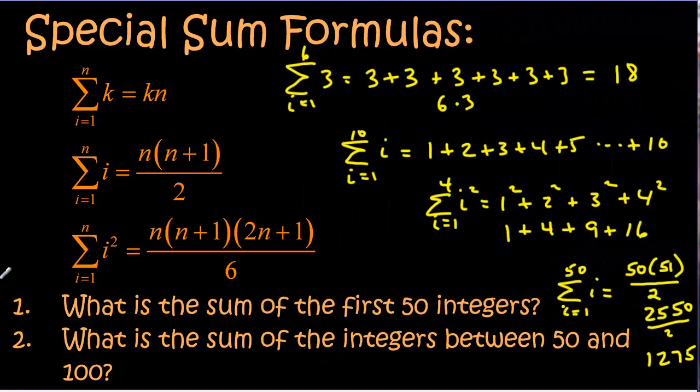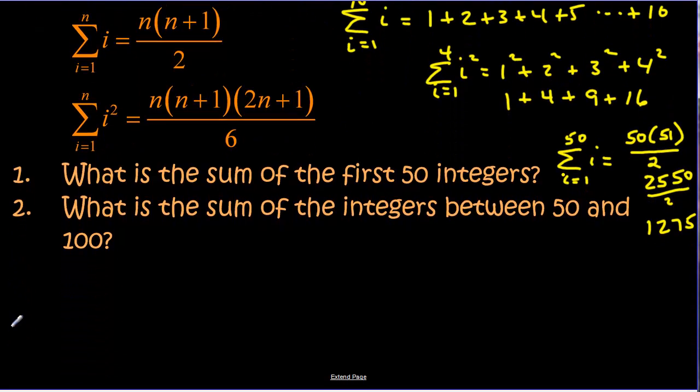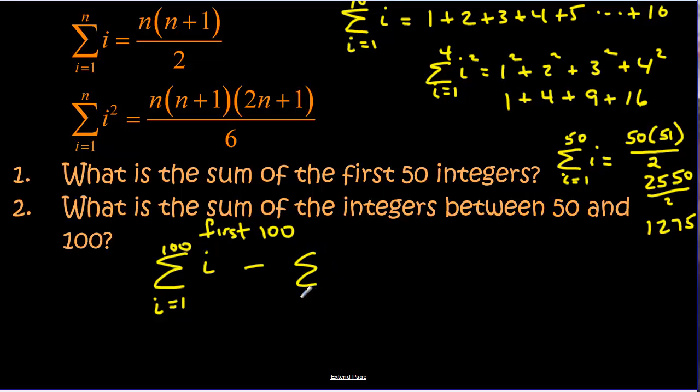So now let's look at our second problem. A little bit more complicated. Here we want to find the sum of the integers between 50 and 100. One way of doing that using this notation, because this rule starts at 1, we could find the sum of the first 100 numbers. So that's 1 through 100. And then we would have to subtract from that the first 49. And that would give us the answer we're looking for.